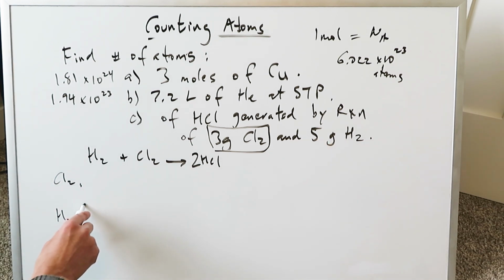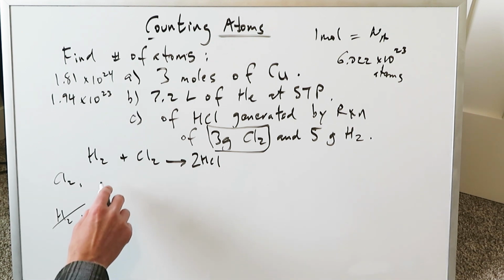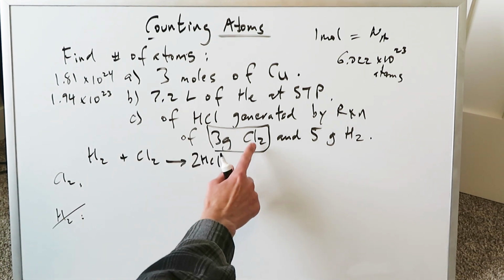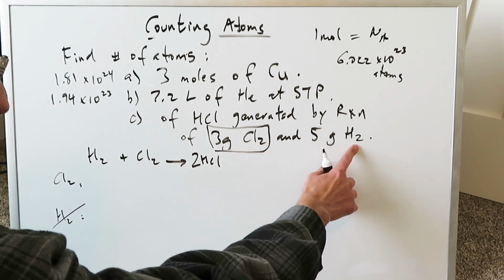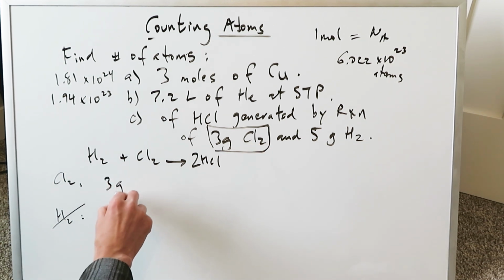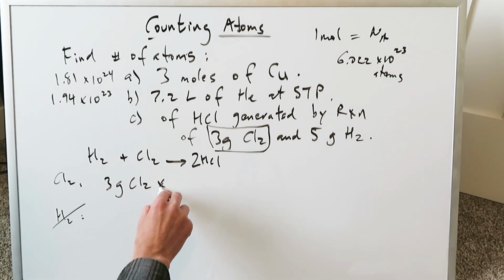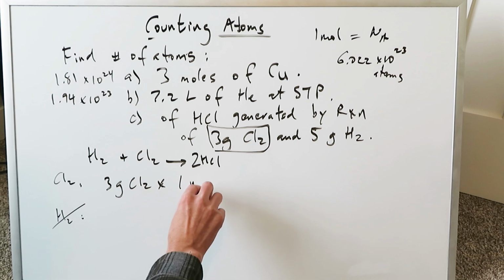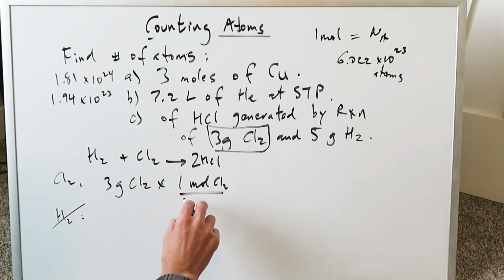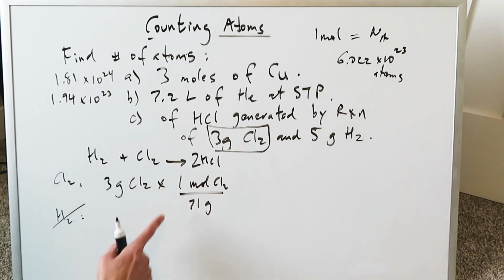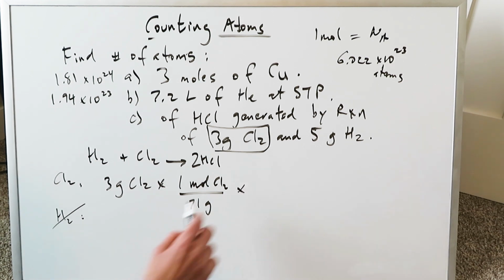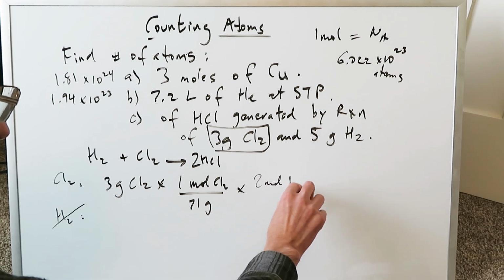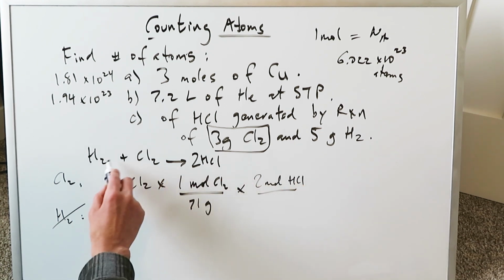So you can even omit hydrogen if you want. You don't even have to waste time. You can know right off the hand that this right here is your limiting reagent, because the molar mass of this is very high. For this it's not that high. So you'll have 3 grams chlorine times, what's the molecular weight of chlorine? It's 35.5 times 2, 1 mole Cl2 per 71 grams, that's the molecular weight, times HCl. You have 2 moles HCl generated for each mole of chlorine.